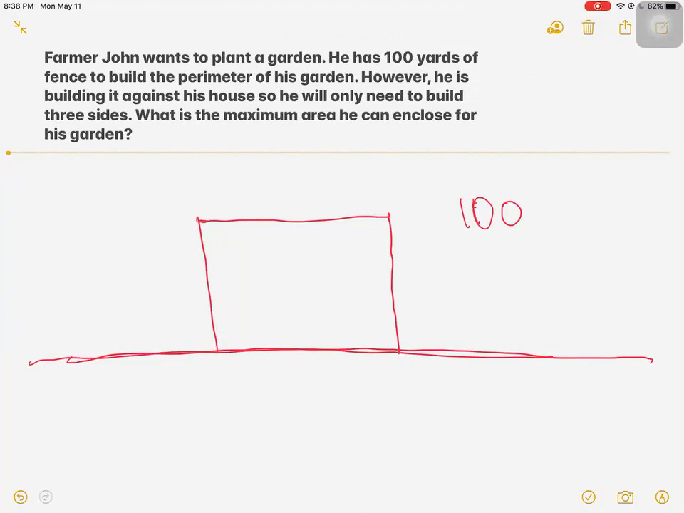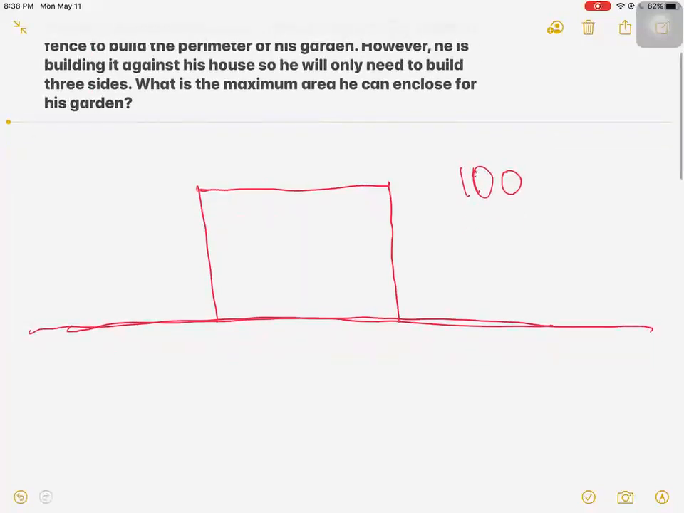Normally this would be a square, but since one of the sides is already taken, it's actually not going to be a square. Oh, Andrew, farms are pretty big. Farms are pretty big.